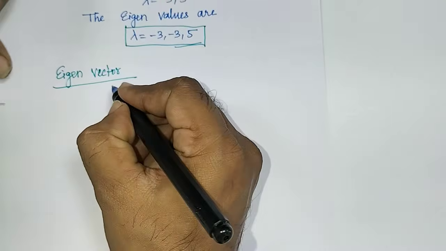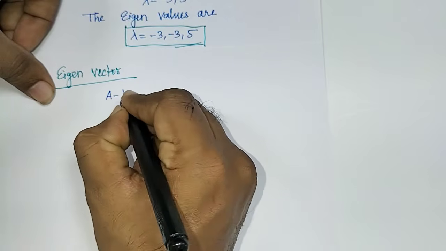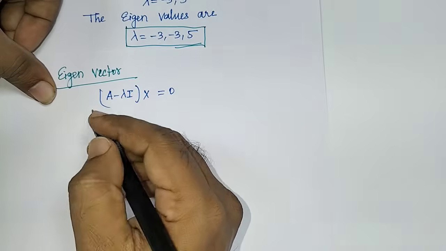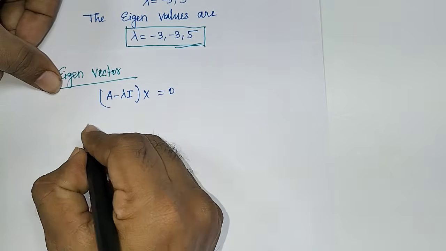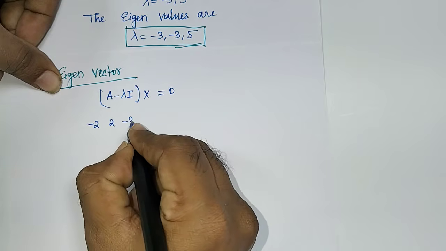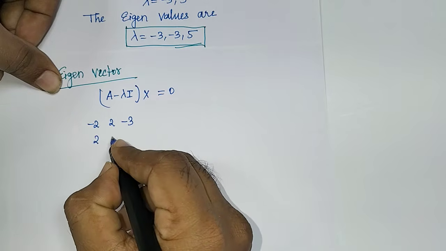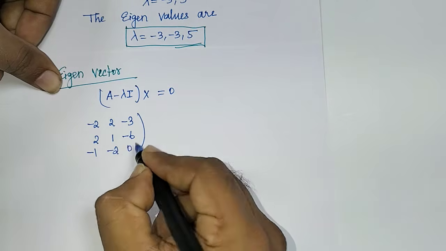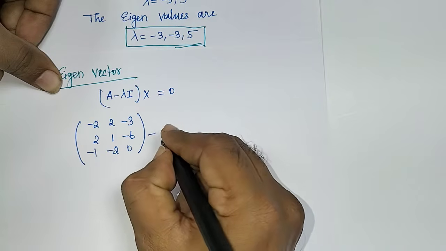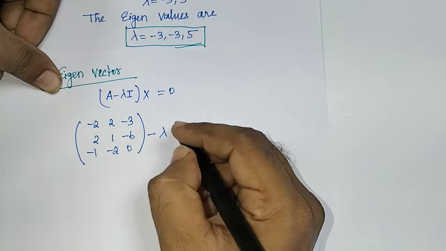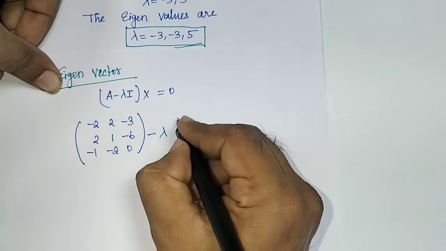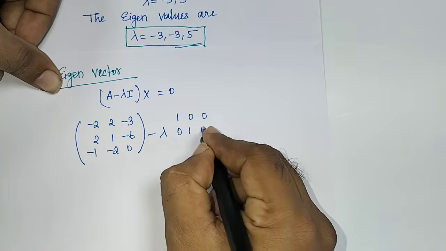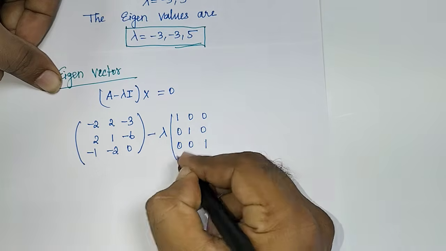So the eigenvector formula is A minus lambda I into capital X equal to 0. This A represents the given matrix, that is minus 2, 2, minus 3, 2, 1, minus 6, minus 1, minus 2, 0. This is our given matrix. And minus lambda into I, where I is the identity matrix, depends upon our given matrix. Here the given matrix is 3 by 3, so I will take the identity matrix also 3 by 3: 1 0 0, 0 1 0, 0 0 1.